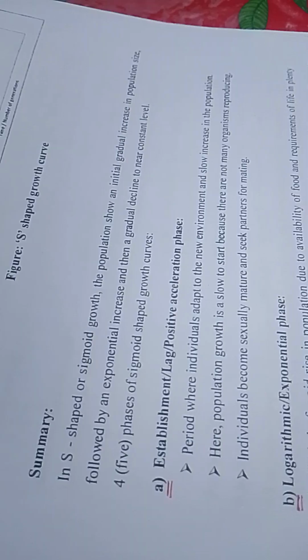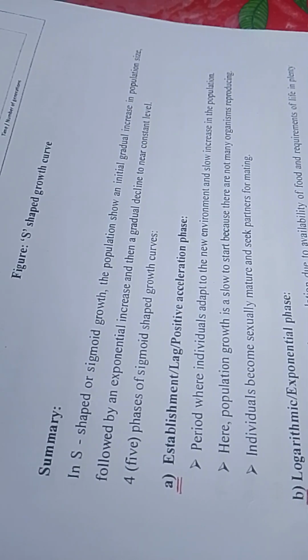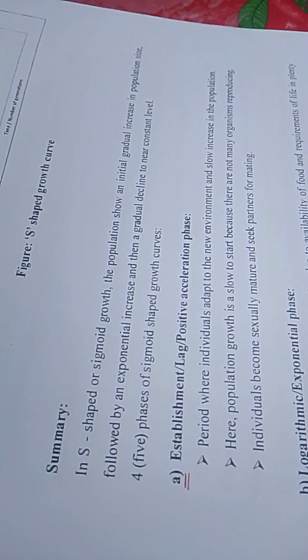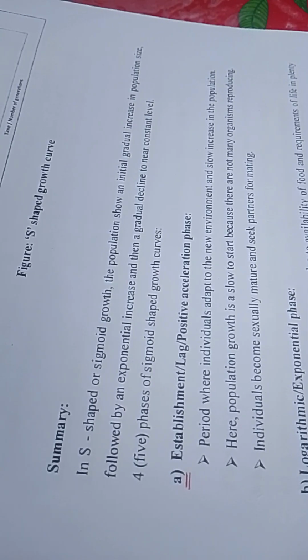B. Logarithmic or exponential phase: period of rapid rise in population due to availability of food and requirements of life in plenty and no competition. Here the population growth is very fast, many organisms are reproducing, and the population reaches its maximum growth rate. Therefore in this phase natality greatly exceeds mortality due to abundant resources and minimum environmental resistance.